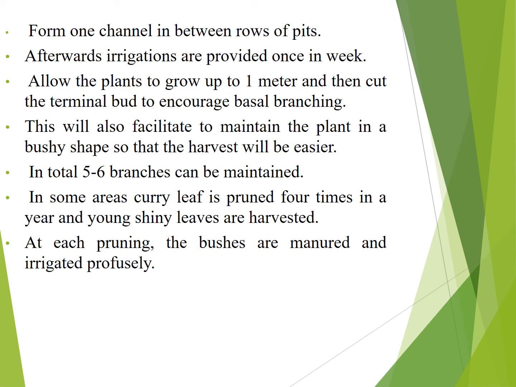Allow the plants to grow up to 1 meter and then cut the terminal buds to encourage basal branching. The nipping method should be used to cut the tender parts after the plants reach 1 meter in height, to encourage basal branches of this curry leaf plant. This also helps maintain the plants in a bushy shape so that harvest is easier. A total of 5 to 6 branches should be maintained.